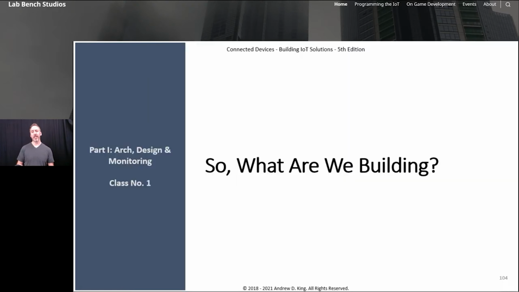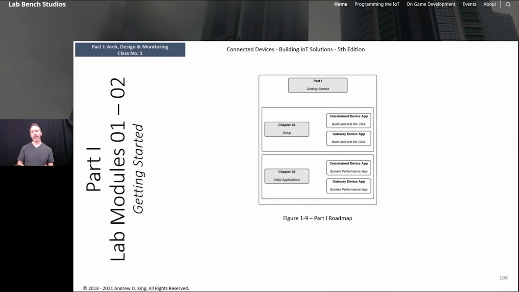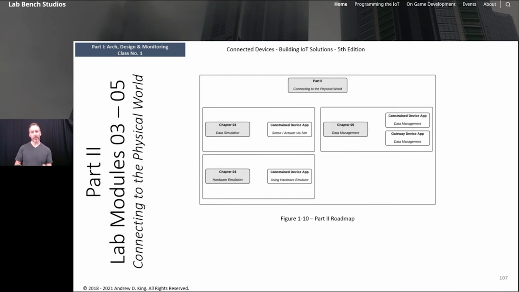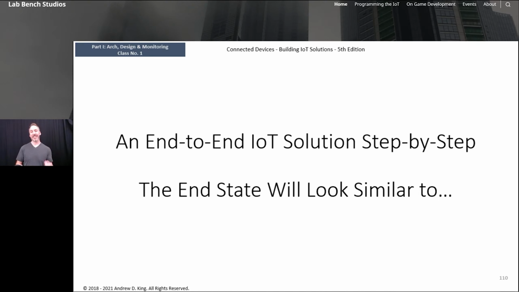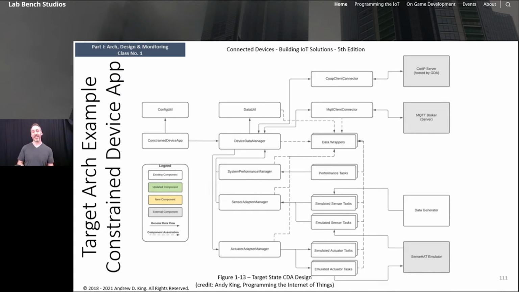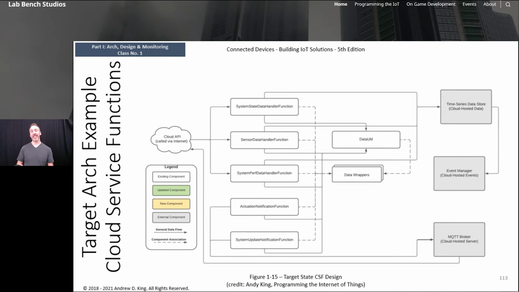Okay, let us look at what we're going to build, and you'll get a better idea of how everything fits together. So Lab Module Roadmap, we've kind of walked through all this stuff in the past. I'm really quickly going to blast through this right now, as you can see. And of course, the end state is going to look like this on the CDA side, this on the GDA side, and your cloud services or cloud service functions might look like this, although, as I mentioned before, you really don't have to write any code to make your system work within a cloud environment.